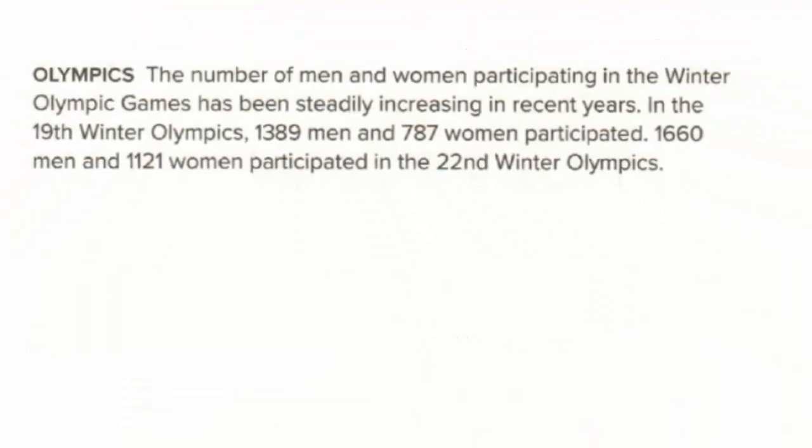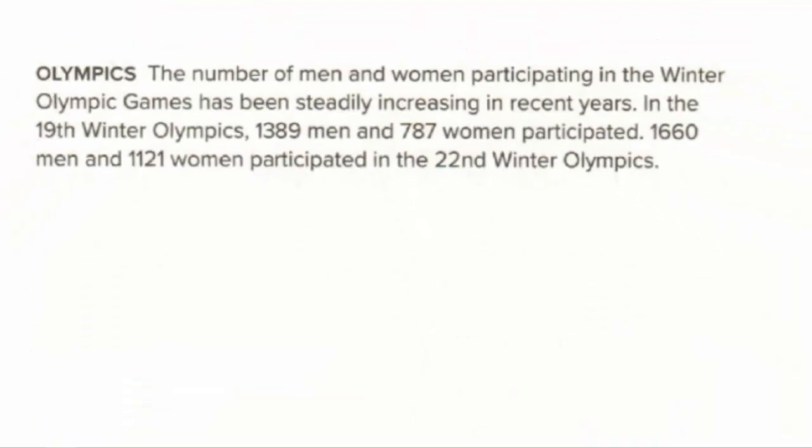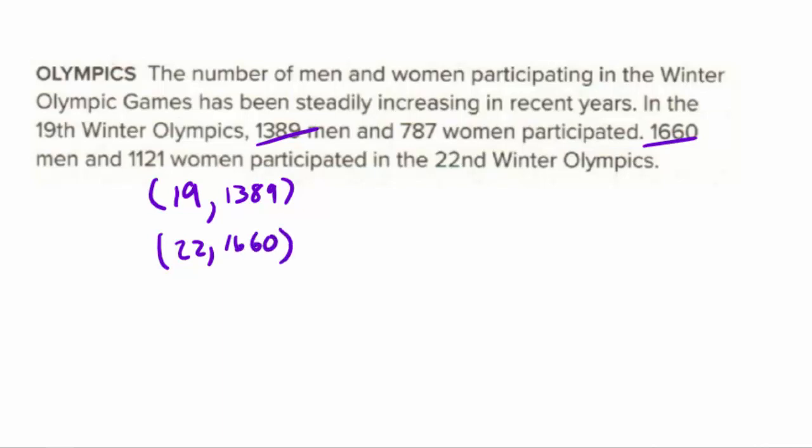Okay, so in order to create the equations for men and women, we have to realize that we have a 19th Winter Olympics with 1389 men, so 1389. That's an ordered pair for the men. We have another ordered pair for the men, the 22nd Olympics, and the number of men was 1660. So these are the data for men.